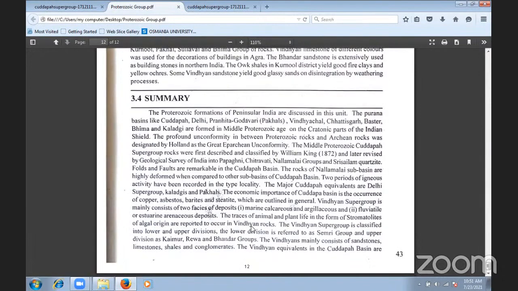The next one is coming to Indian geology. In Indian geology, there are the Paleozoic, Mesozoic, and Gondwana groups. Later, tomorrow, we'll discuss the remaining topics.